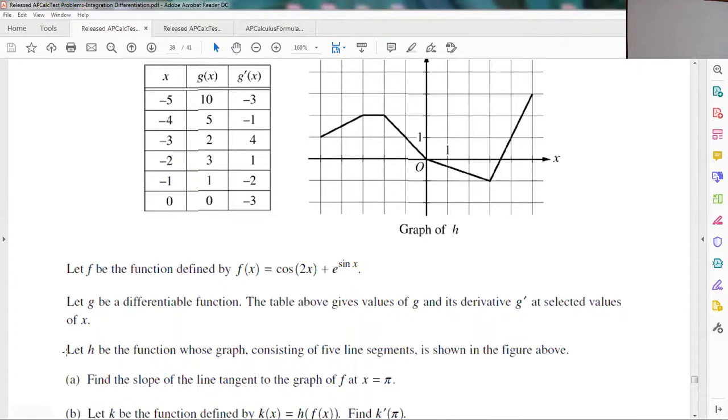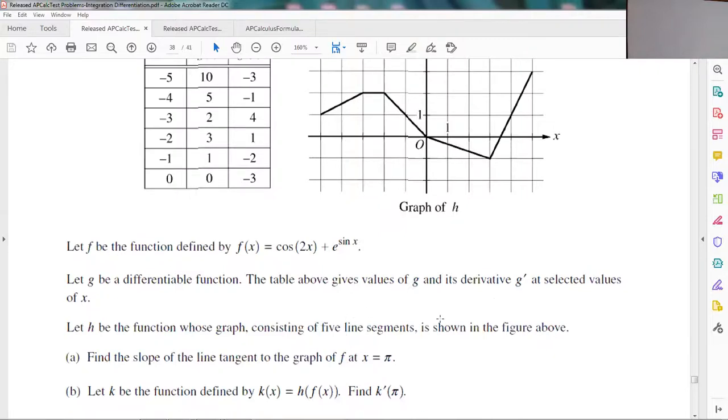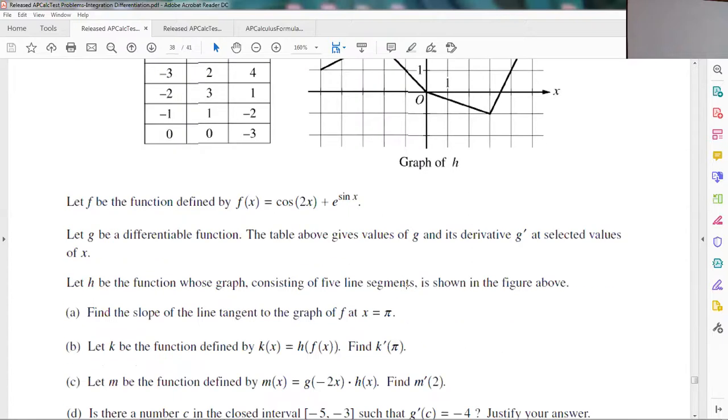Let g be a differentiable function. The table gives values of g and its derivative g prime at selected values of x. Okay, you have x, g prime. And this is the graph of h. Let h be the function whose graph, consisting of 5 line segments, is shown in the figure above. Okay, we have this shape right here.